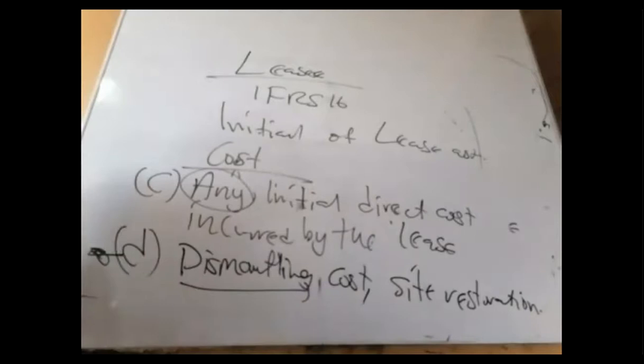So we are done with that entry. We said there must be a lease obligation, and there must be a right of use asset, and we specify the cost. It might be comprised of several items. We look at the composition of the cost.